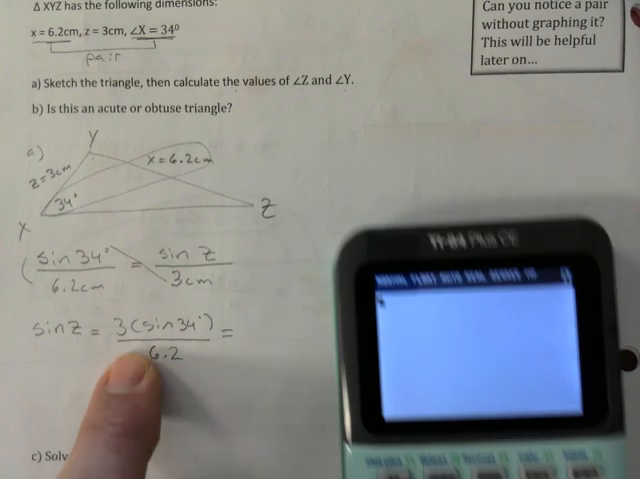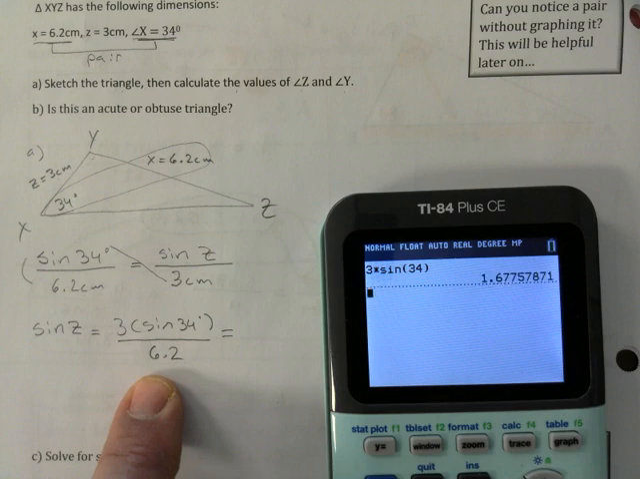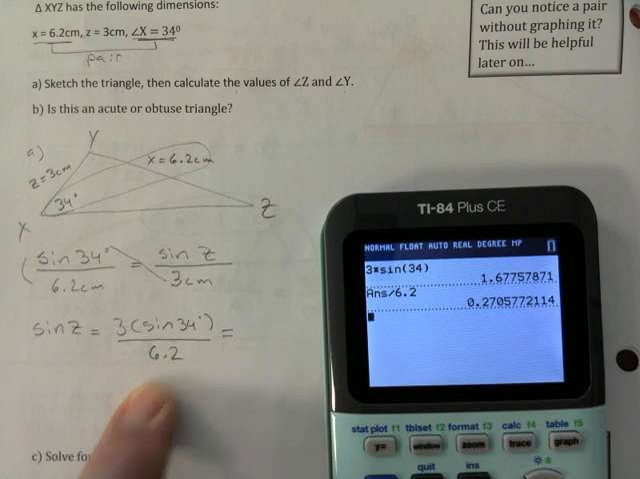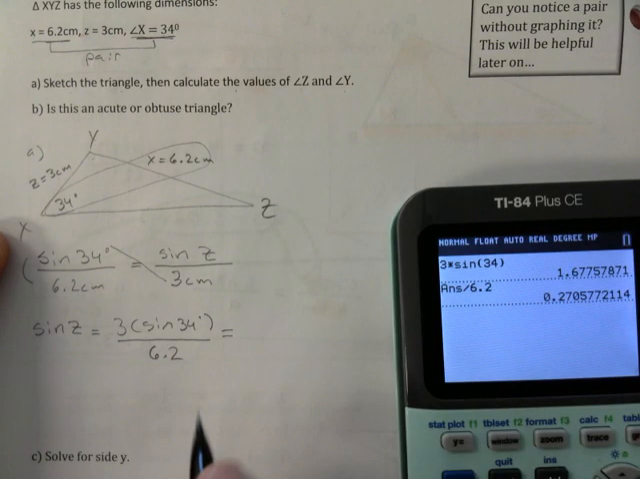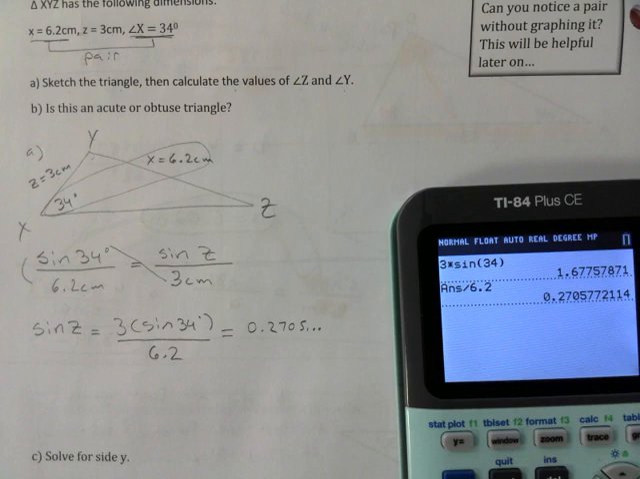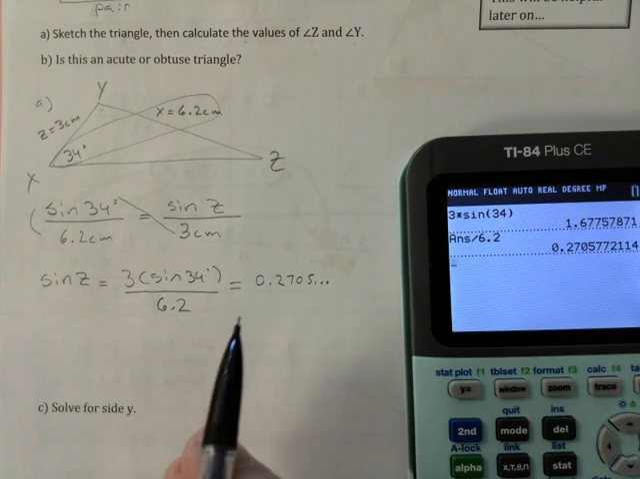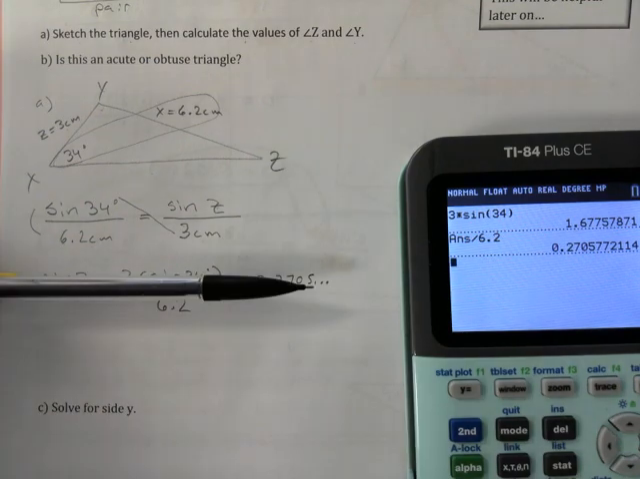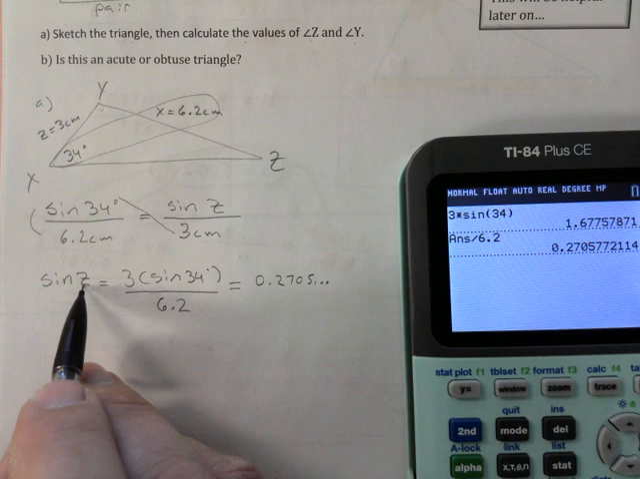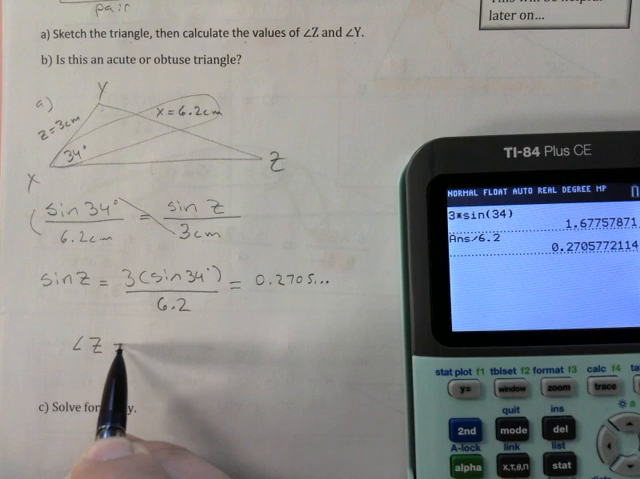3 times sine of 34. I hit equals right away. And then I divide by 6.2. And you get 0.27 something. And so I just want you to write down a couple of decimals, right, like this, and just go dot, dot, dot. It's telling me and the audience, okay, you're using all decimals. It shouldn't be on your final answer, but along the way, that's fine. So watch this. From this line, we're going to move over to, watch this. Transformation is happening right here. Angle Z is equal to, it needs to show up on the other side, but as sine inverse.